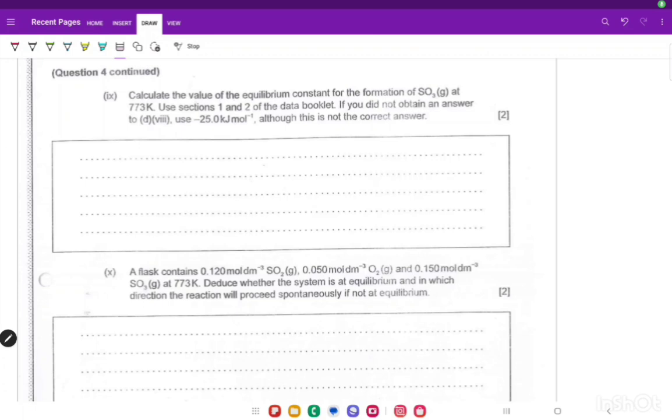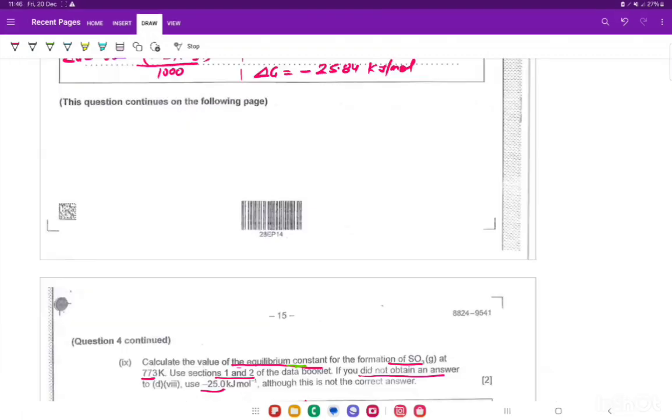Question is, calculate the value of equilibrium constant Kc for the formation of SO3 at 773 Kelvin using section 1 and 2 of the data booklet. And if you did not obtain the answer, take 25. We got the answer and we will use that only. We have to find out the equilibrium constant Kc by using delta G, the Gibbs energy, and the relationship between them. We know that delta G equals minus RT ln Kc, and we calculated the value of delta G, which is negative.